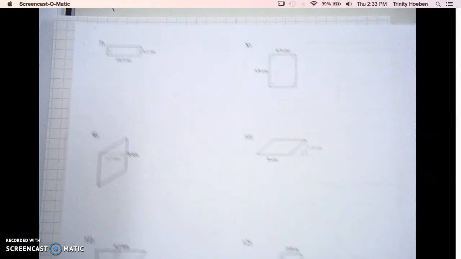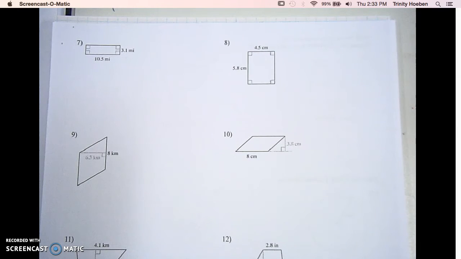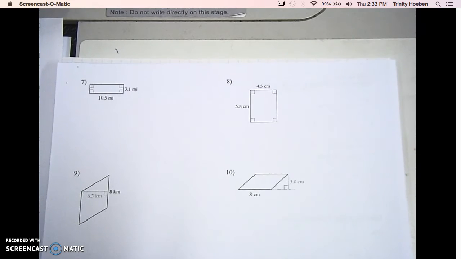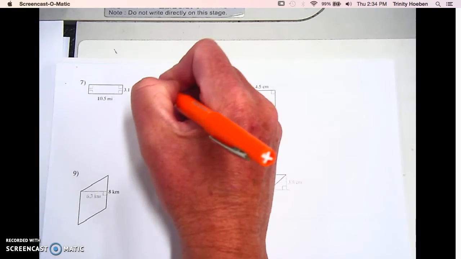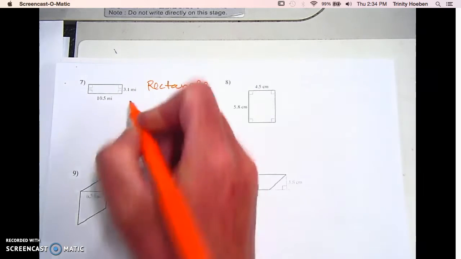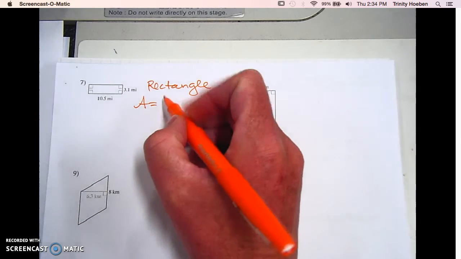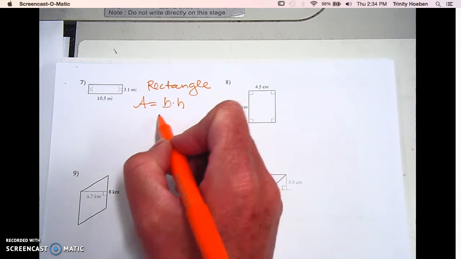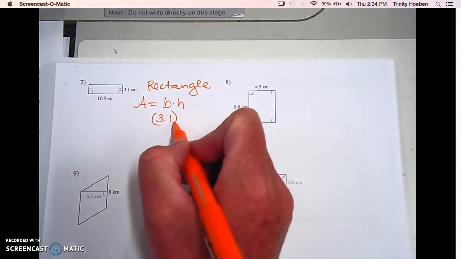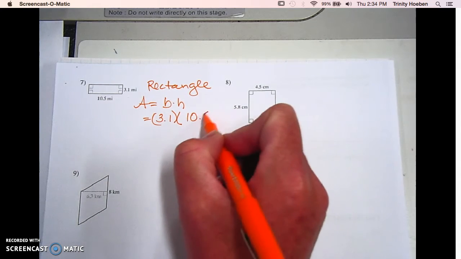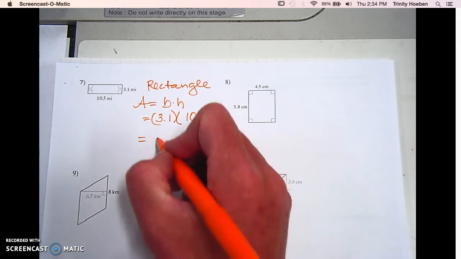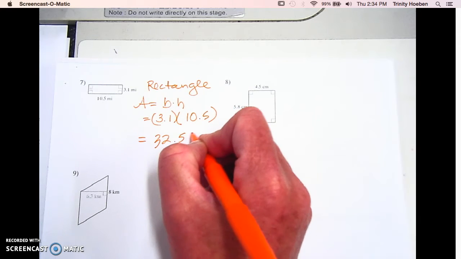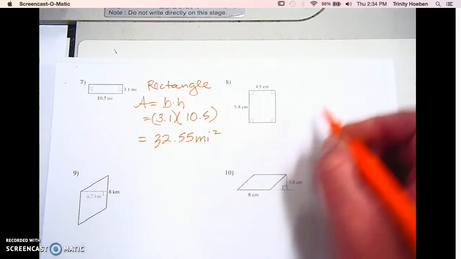Today we're looking at page 3 of the Chapter 9 practice test. So number 7 up at the top, obviously a rectangle. And the first thing you want to do is write down the formula for the area of a rectangle, which is base times height. In this case, we have a 3.1 and a 10.5. So we punch it in the calculator and we get 3.1 times 10.5 is 32.55. This one is in miles squared.